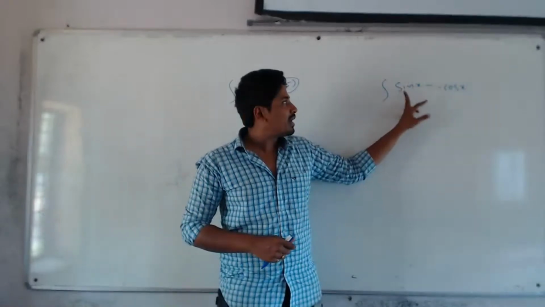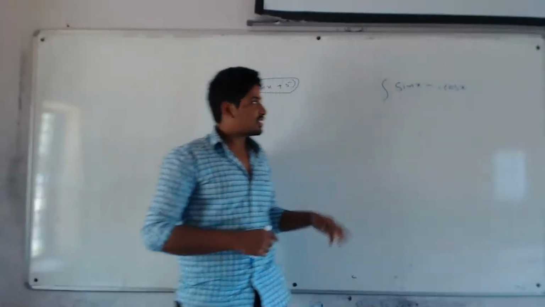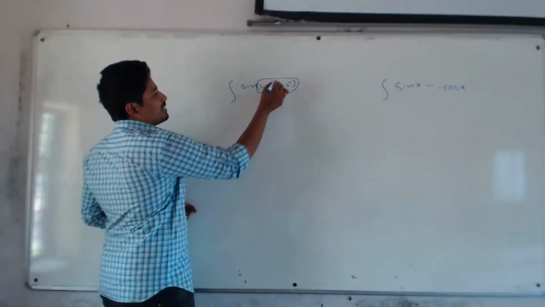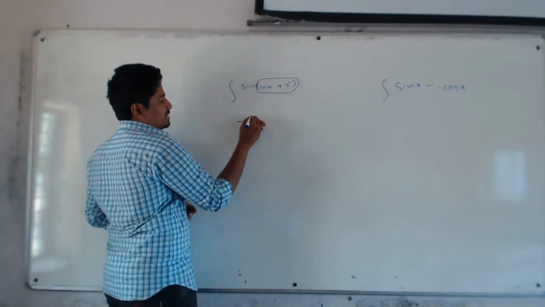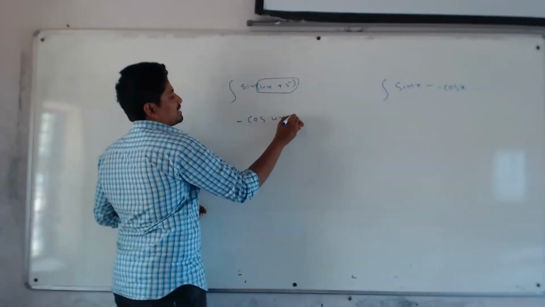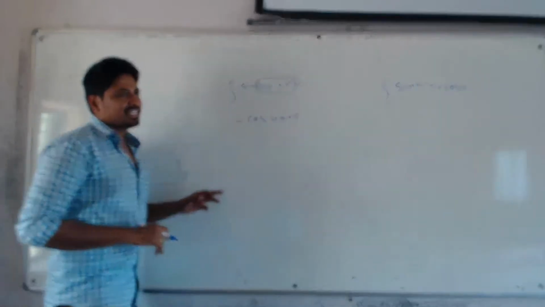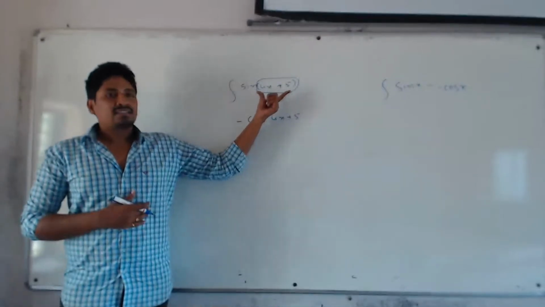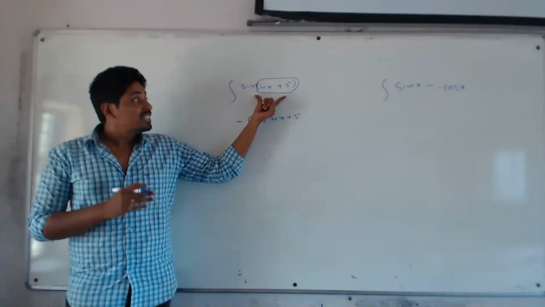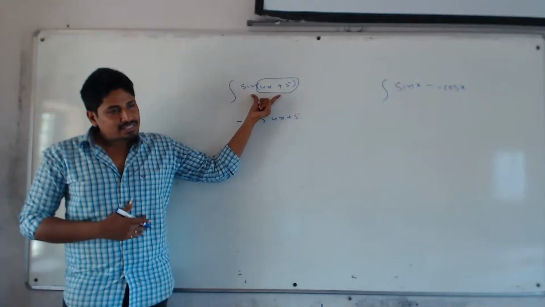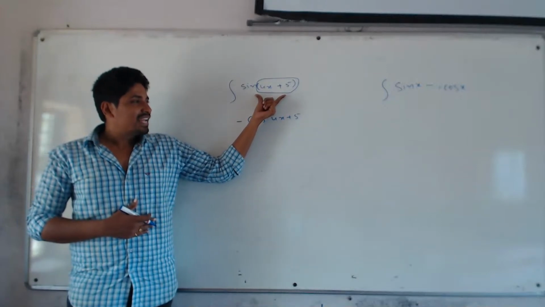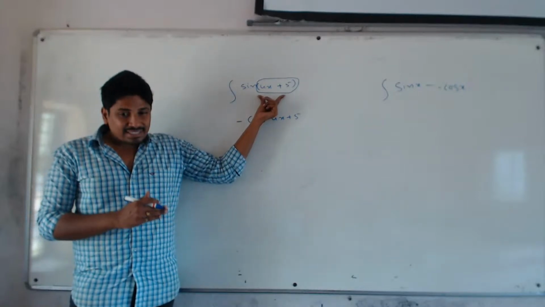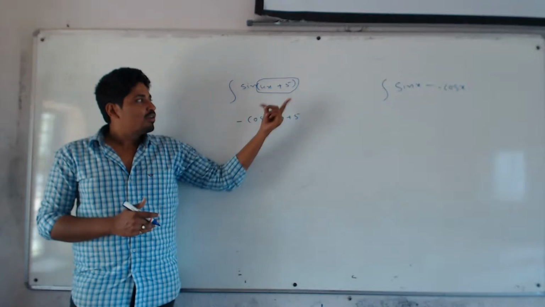For sin x, it is minus cos x. If you consider this as x, then what can be the answer here? If this is x, it is minus cos 4x plus 5. But it does not end here. There is one more step, because here there is no plain x. It is in the form of ax plus b. In the place of x, if there is any expression of the form ax plus b, then we have to consider that as x and apply the formula.